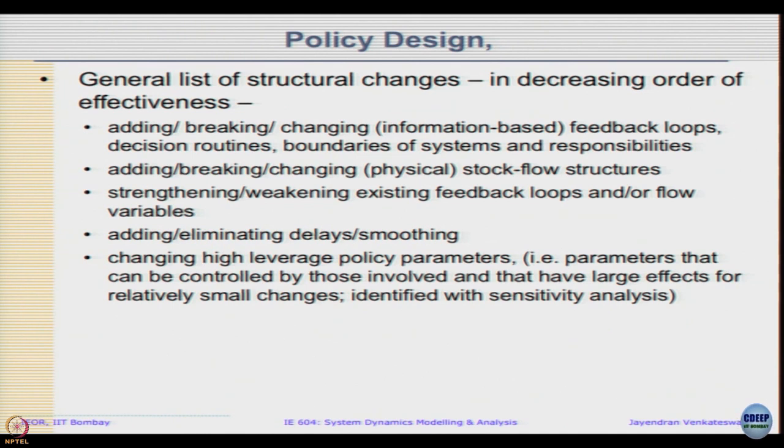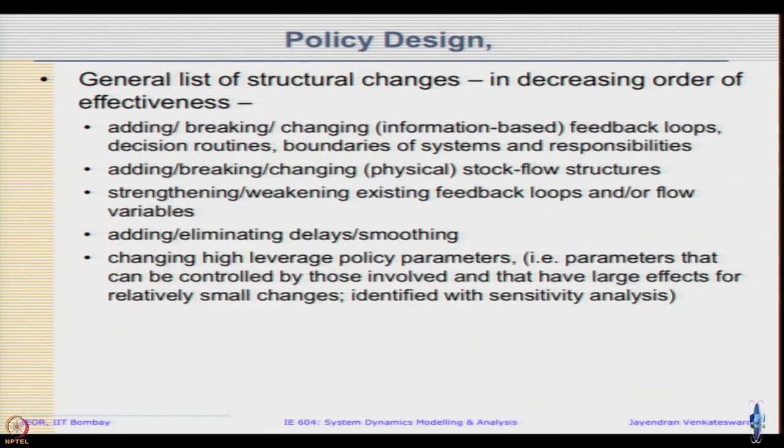The first one is adding, breaking or changing information based feedback loops, decision routines and boundaries of systems and responsibilities. So, once you have a model, we know what the physical flow is, and we want to know what the information flows are. Here it says that by modifying that information feedback part, you will have the maximum impact on your system's output.